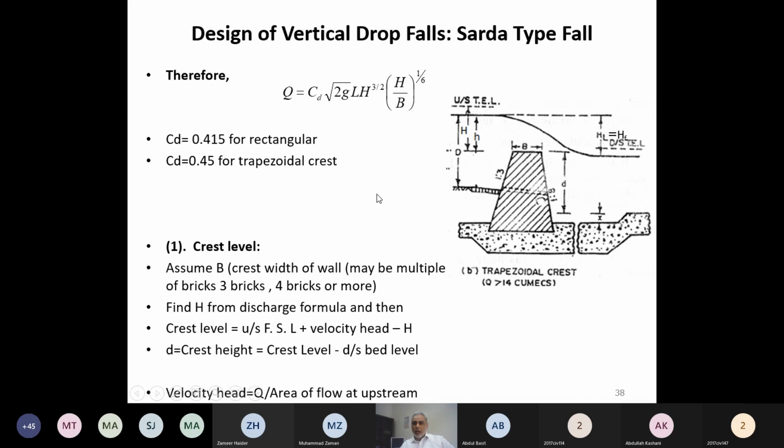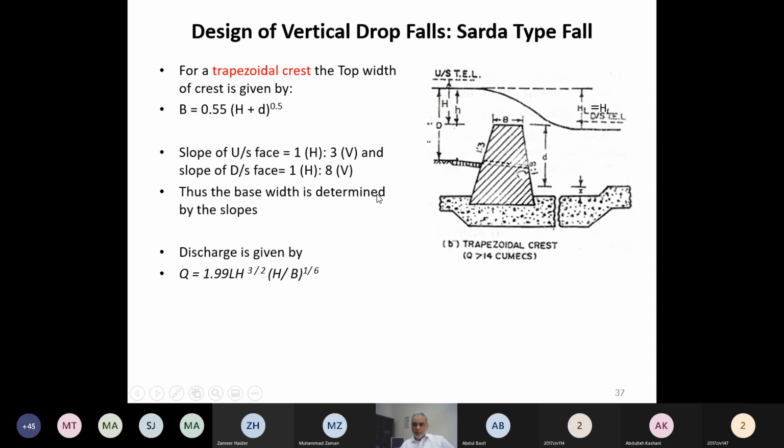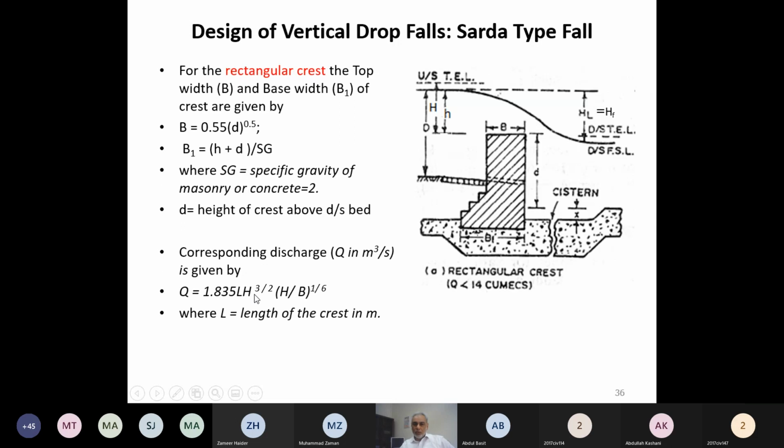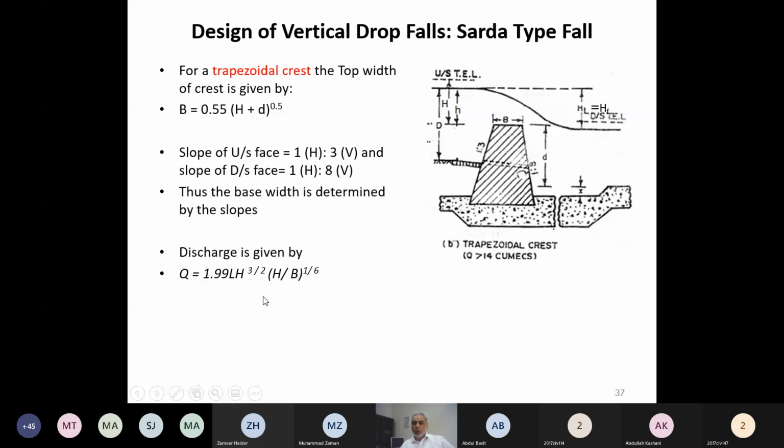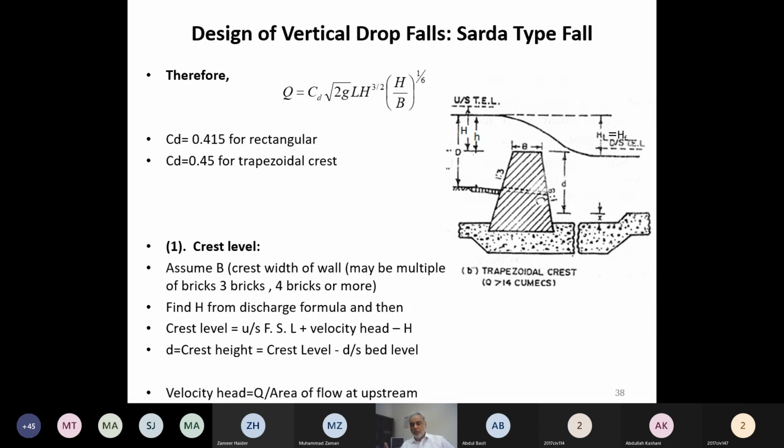In this formula or in this formula, if B is assumed, L is the bottom width of the canal, so it means we know it. Q is discharge which we have to pass in the canal, so H can be calculated. Hopefully all of you will be agreeing. So H, head required to pass the discharge, can be calculated, and same is true for trapezoidal section also. So if H is calculated from the discharge formula, now we calculate the upstream total energy level.